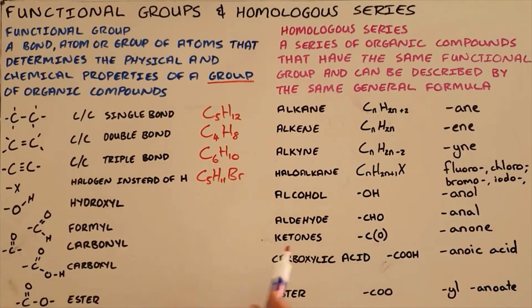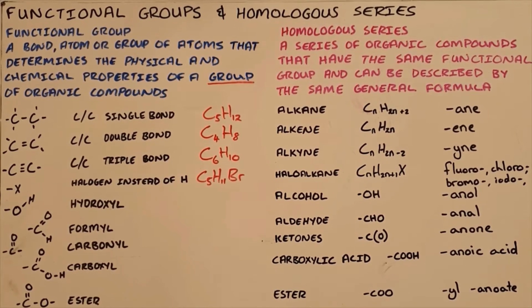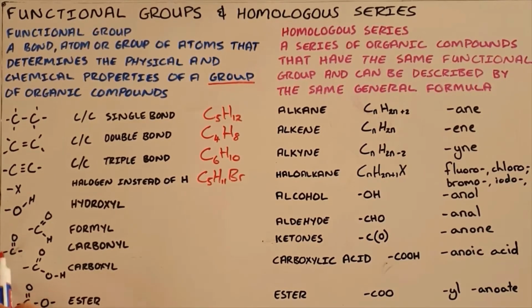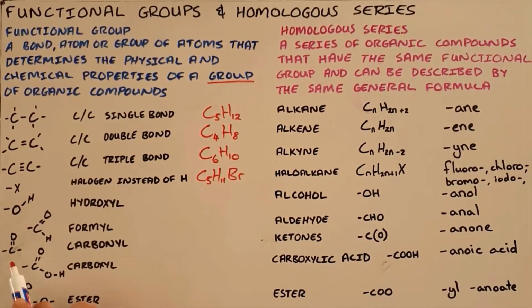Very similar to the aldehydes are the ketones, where we have the carbonyl functional group, which is a carbon that is double bonded to an oxygen, but can form 2 chains, one on either side of that carbon atom that is bonded to the oxygen. Any compound that contains a carbonyl functional group is then a ketone, and this is represented with a C with an O in brackets, and it gets the suffix -anone.